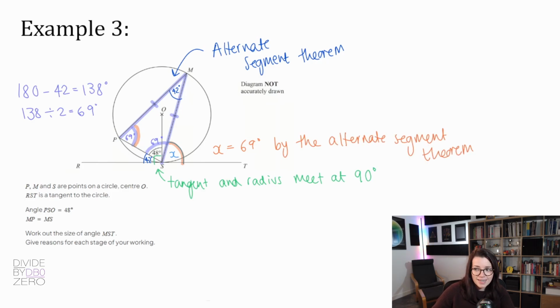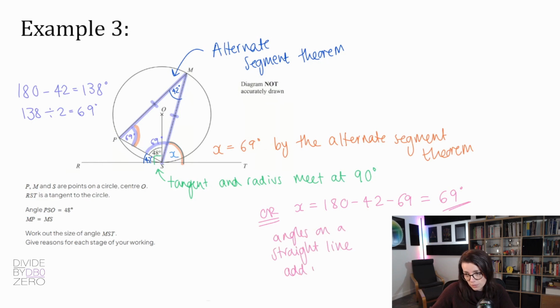And we're finished. Now, if you didn't see the alternate segment theorem, that's okay. Quite often there are different ways of getting to the same answer. So alternatively, what you could have done is notice that all of those bottom angles are on a straight line together. I'll put an alternative here. So, or we could do x equals 180, take away 42, take away 69. And either way, you're going to end up with 69 degrees. And for that reason, you would say angles on a straight line add up to 180.